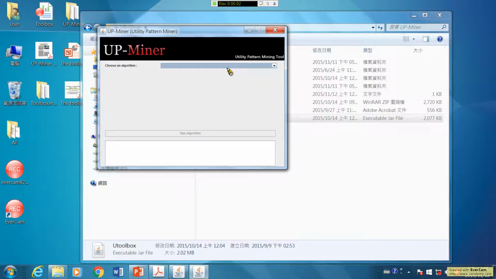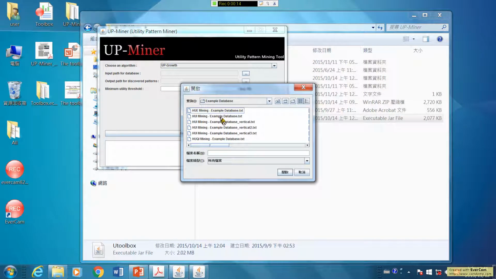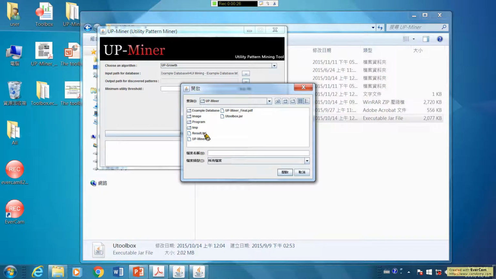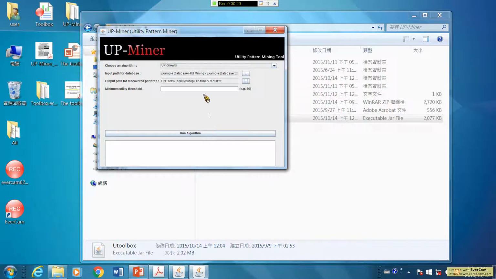For this demo, we first choose the algorithm, in this case UP-Growth. Then we provide the input path of the database. Then we provide the output path for discovered patterns. And then we set the minimum utility threshold. Now we run the algorithm. This section shows the execution time and memory consumption of the algorithm.